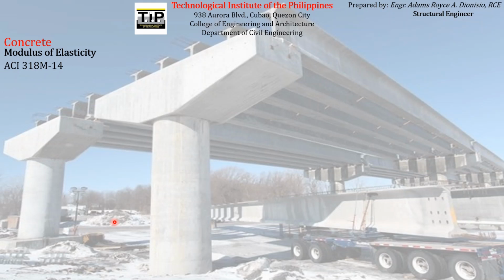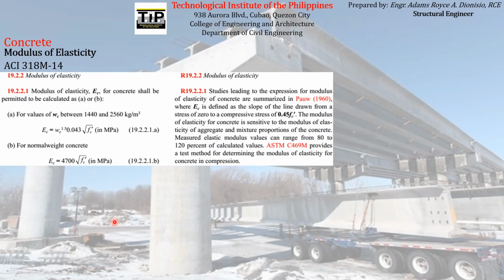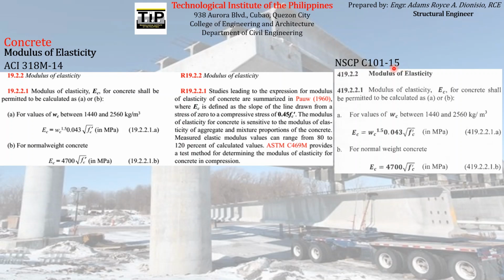For the computation of the modulus of elasticity, you can refer to the codes. For example, you can refer to the ACI code, American Concrete Institute 318M-14, section 19.2.2, or you can also refer to our local code, the NSCP C101-15, National Structural Code of the Philippines, Section 419.2.2, Modulus of Elasticity. If you compare the two, they are almost similar because our local code adapted the international code. You can see here the formula for the computation of modulus of elasticity.